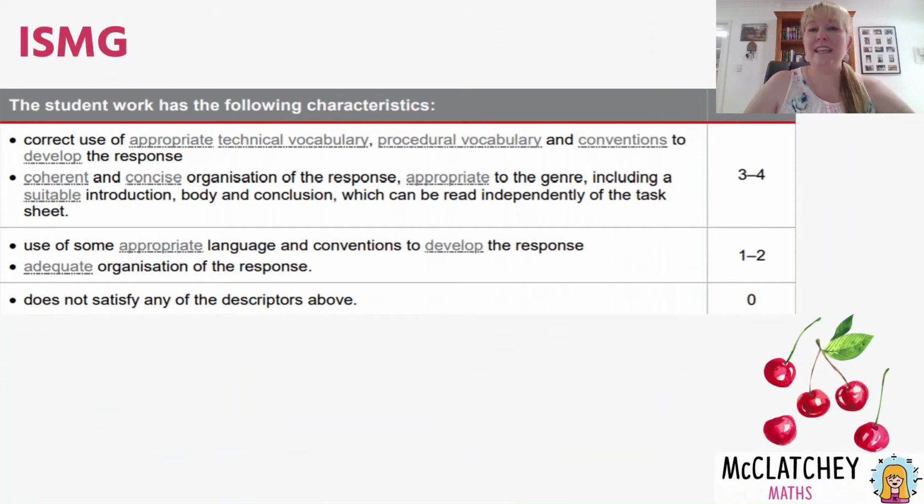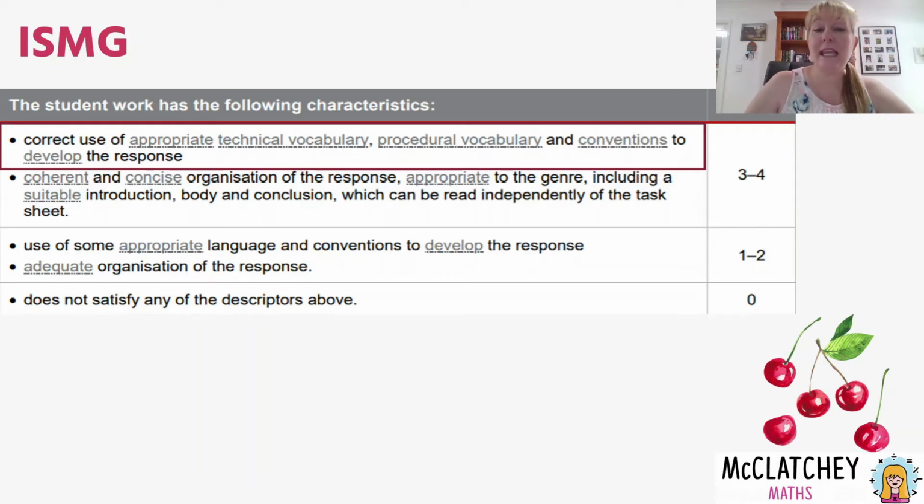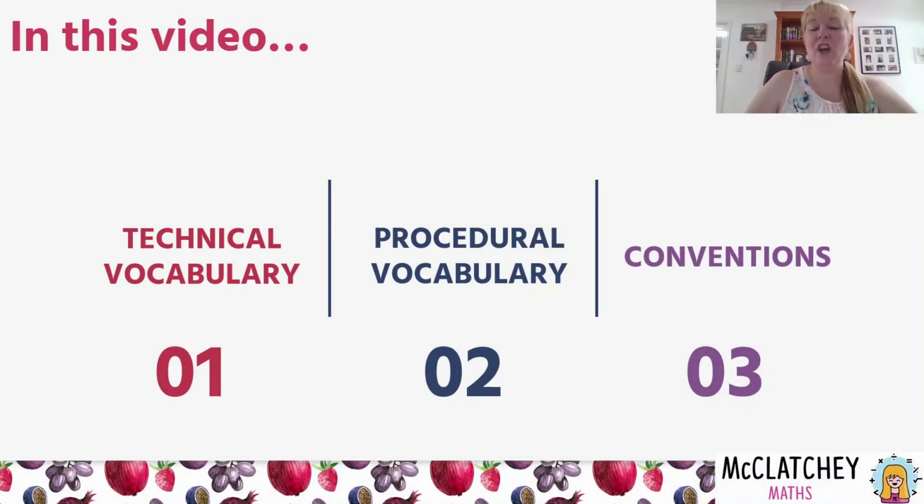And first of all, let's hit that ISMG, the Instrument Specific Marking Guide. We are focused on this top point in the communication box, the correct use of appropriate technical vocabulary, procedural vocabulary, and conventions to develop our response. How do we hit that particular point and make sure we get 4 out of 4 for communicate? Well, in this video, we're going to talk firstly about technical vocabulary, procedural vocabulary next, and then what are conventions. As you may be wondering, how do you achieve 4 out of 4?